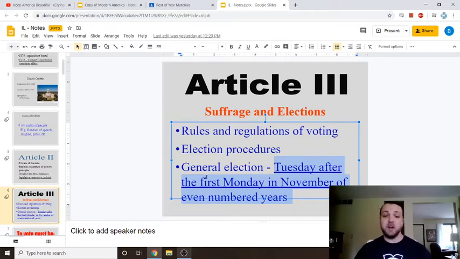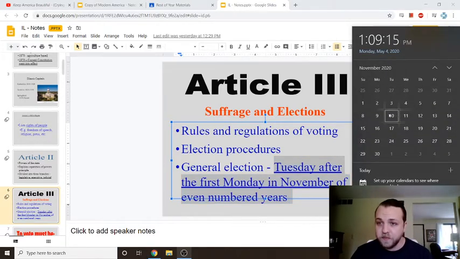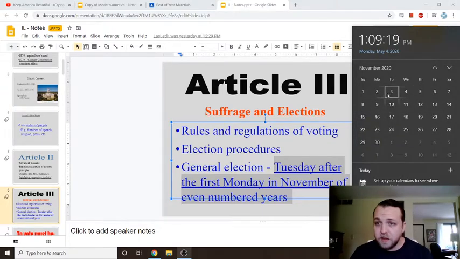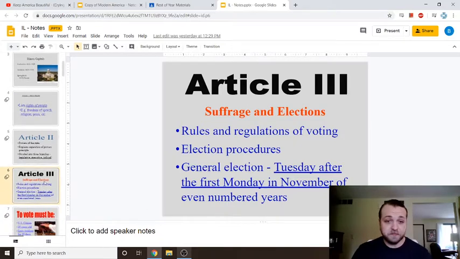So yeah, this year, if you're going to vote on election day, which I believe is November 5th, let's go in the calendar and check it. It is November 3rd. I apologize. So on November 3rd, you can vote on the presidency in a federal election, but you can also vote on some Illinois elections.